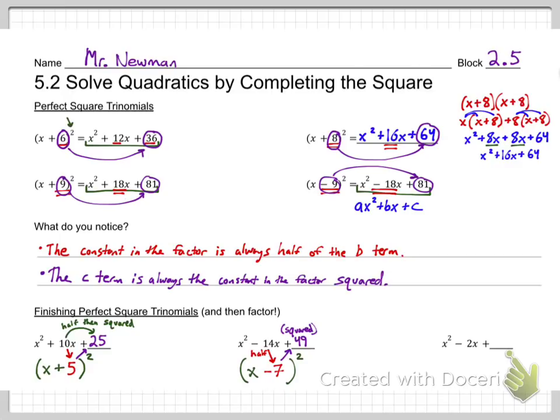And that is our factor. X minus 7 squared is our factor. And the end of that trinomial is the 49 there. Try the next one on your own.